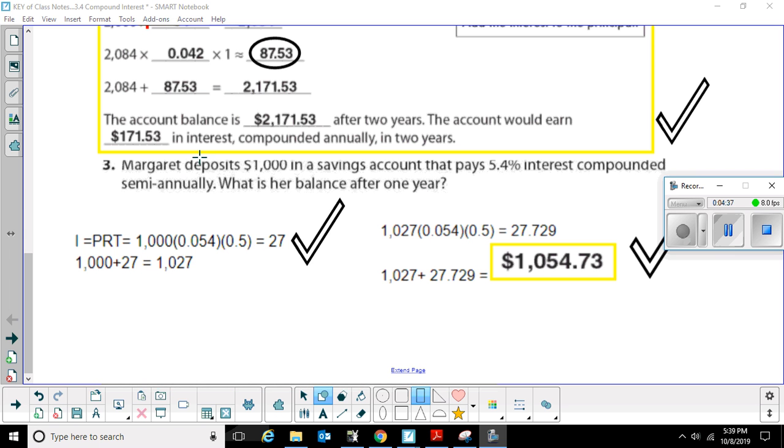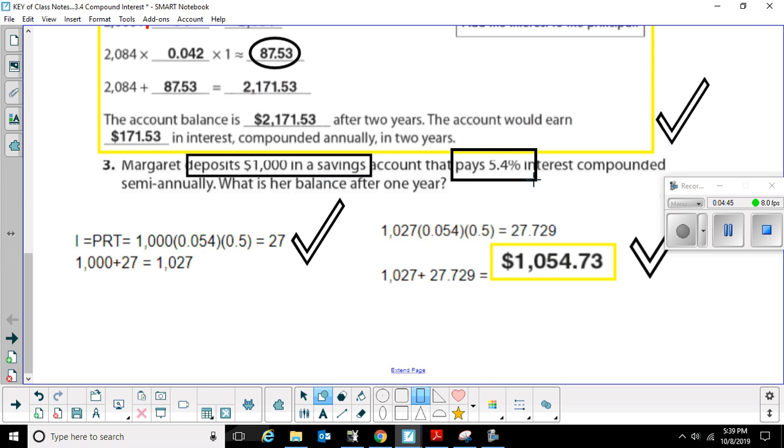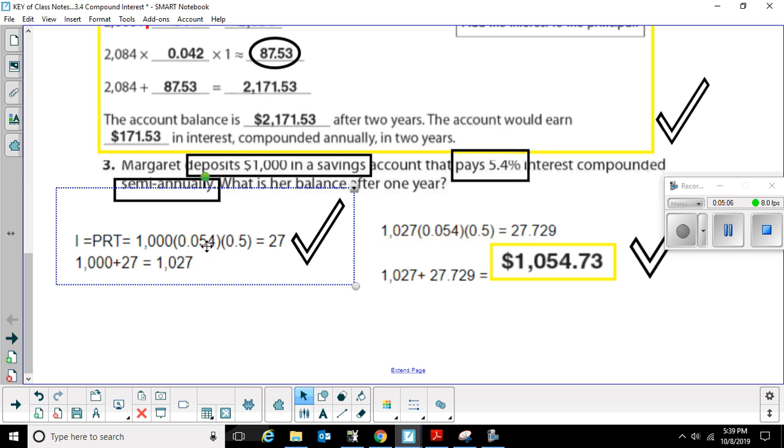We have Margaret. She is depositing $1,000 in the savings account, and she has a rate of 5.4%. And this is compounded, wait for it, semi-annually. So how should this work? Semi-annually is important because we're going to go 0.5 instead of 1. This is my interest. This is my rate converted as a decimal, and I'm multiplying that by my principal. That gives me $27 in interest. Add my 27 back to my starting principal.